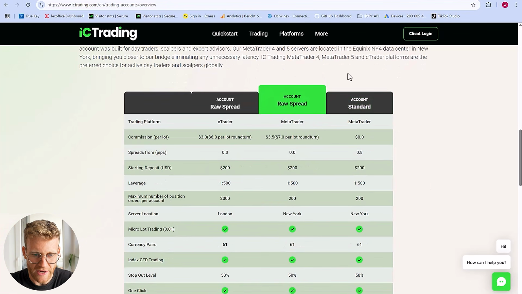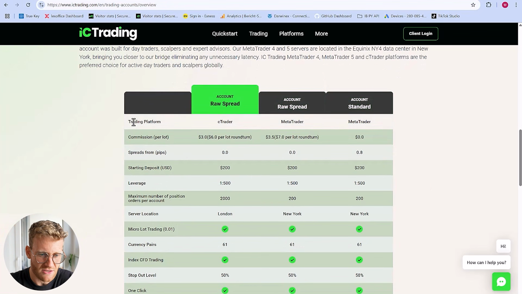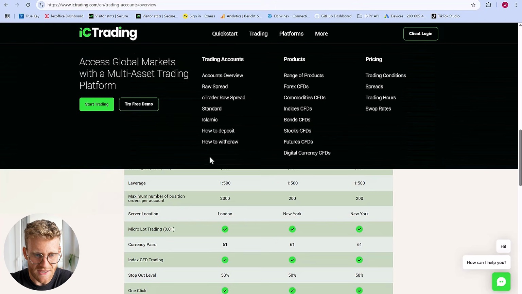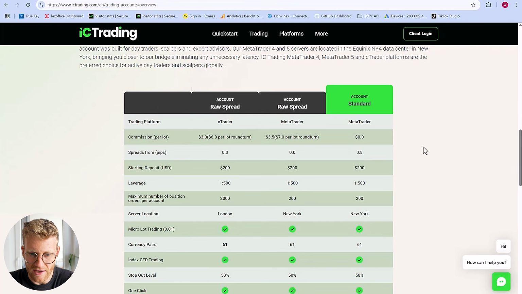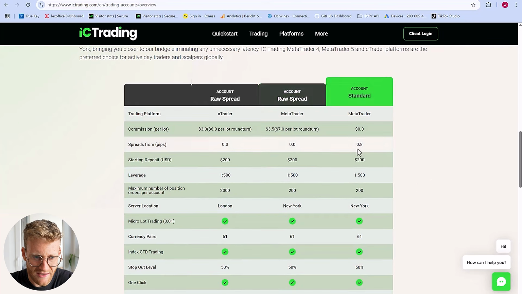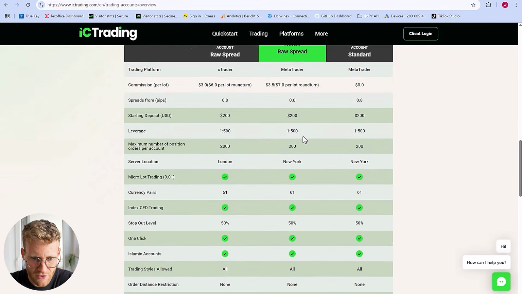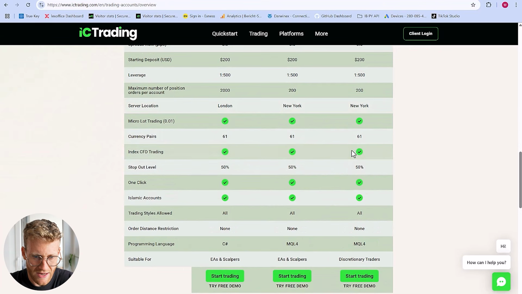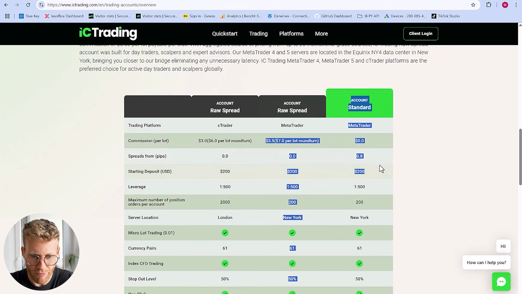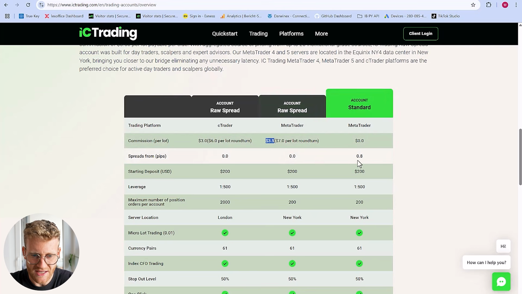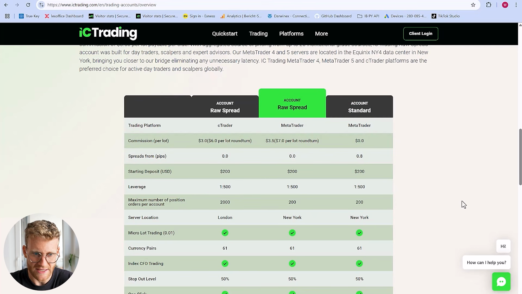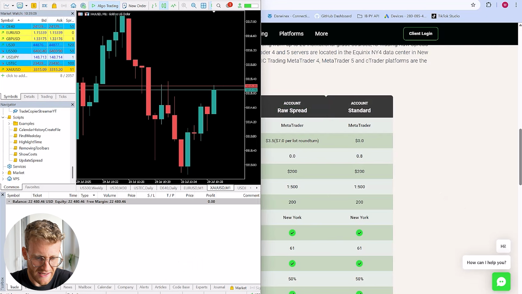here again on the IC Trading website we can see a comparison of the different account types. I will leave aside the cTrader account here because mainly on this channel I talk about the MetaTrader. So for the raw and standard account, you can see there are barely any differences. The only differences really are here when it comes to the pricing structure. So for the standard account, we do not have the commission, but we do see it in the raw spread, and for the standard account we do have increased spreads. So what does this mean in actual trading?